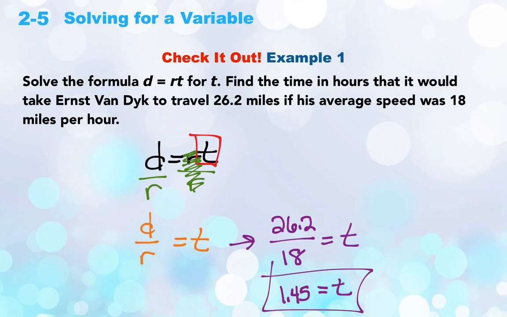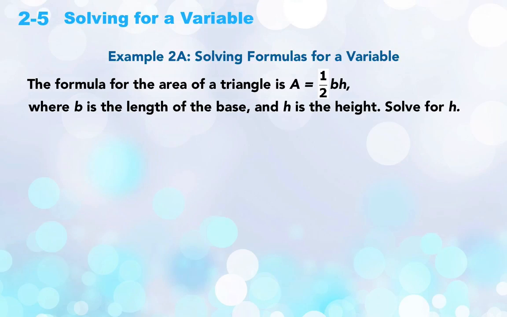There we go. Let's look at another one here. Another geometric formula here. Area equals 1/2 base times height. This is for the area of a triangle. So it says B is the length of the base and H is the height. Solve for H. So this one we don't have any numbers, so we're just going to find H all by itself.